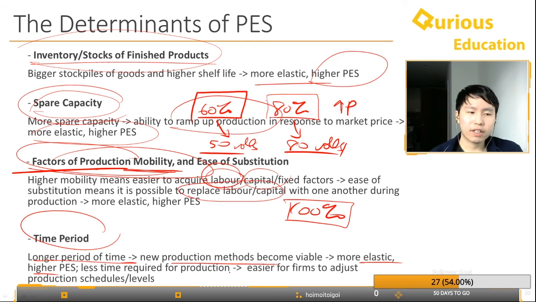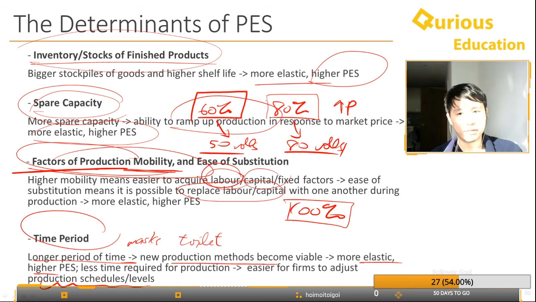Because if you figure out new ways to do stuff, then again, you'll be more flexible in the way you produce your good. And therefore, you might be able to produce more when the market price becomes higher. Similarly, if the time period for production of your product is quite low, like masks or toilet paper, it's easier to ramp up your production and to change your production schedule to fit everything. So as a result, again, you'll be more flexible and more responsive to the increase or decrease in market prices.